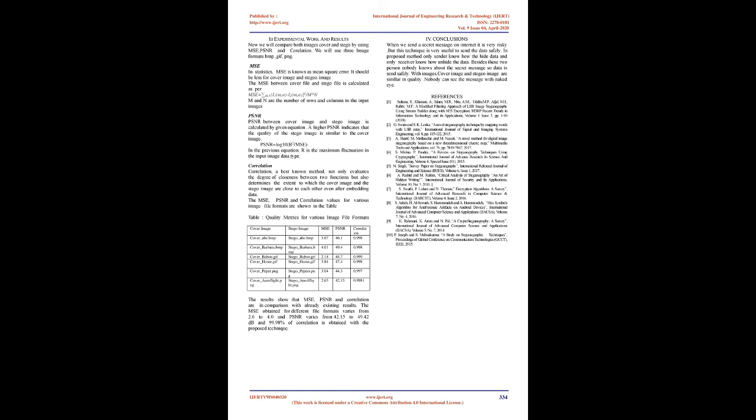4. Conclusions. When we send a secret message on the internet, it is very risky. But this technique is very useful to send the data safely. In the proposed method only the sender knows how to hide the data and only the receiver knows how to unhide the data. Besides these two persons nobody knows about the secret message, so data is sent safely. With images, the cover image and stego image are similar in quality. Nobody can see the message with the naked eye.